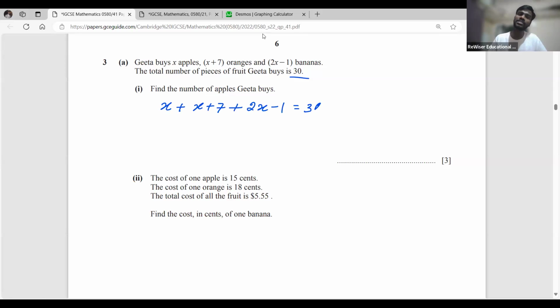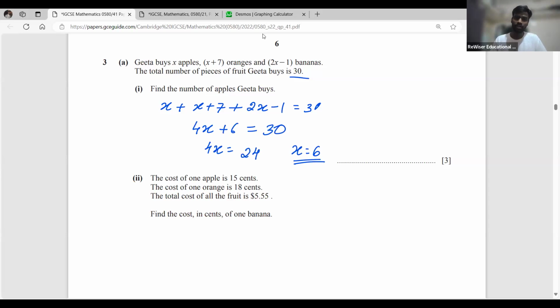If I simplify this, X plus X is 2X, so 2X plus 2X is 4X. Then 7 minus 1 is 6, equals 30. In that case, 4X equals 30 minus 6, which is 24. So X is 24 over 4, which is 6. Geeta buys 6 apples, and this is the right answer for part A 1.